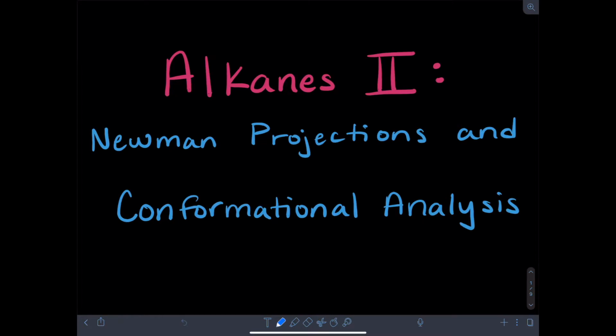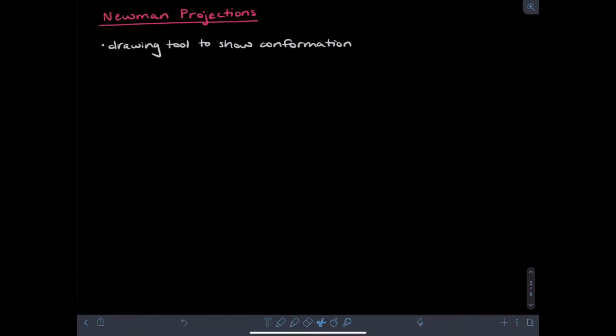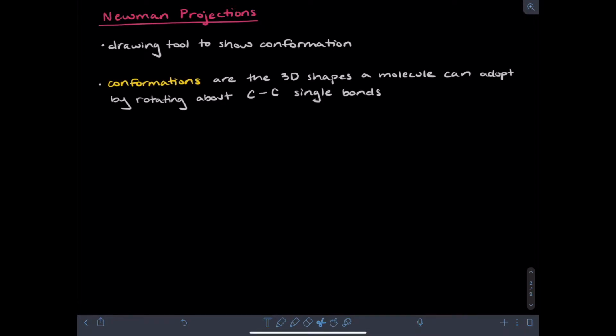Hi folks, this video on alkanes is going to talk about Newman projections, a new way of viewing molecules, as well as conformational analysis. Newman projections are a useful drawing tool for alkanes to show what's known as a molecule's conformation. A conformation is the three-dimensional shape that a molecule adopts as you rotate about the single bonds. Let's look at an example, ethane.